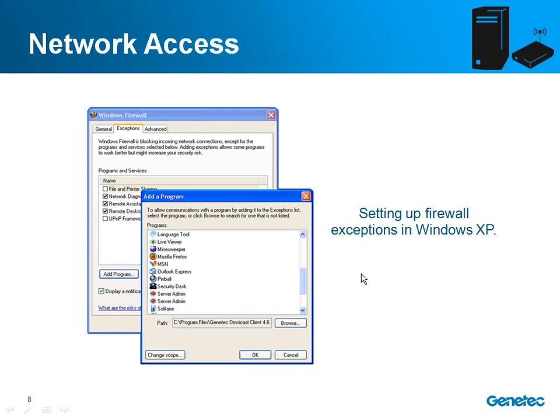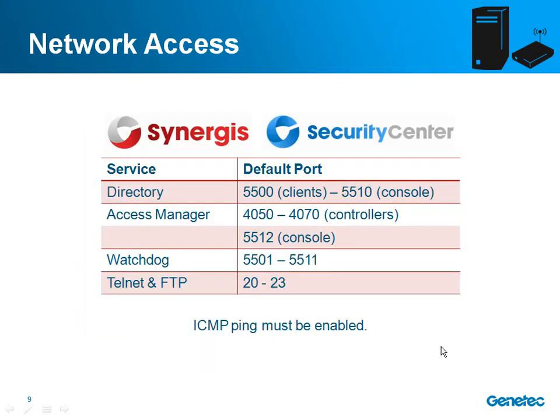Looking at our network access, we need to realize that leaving all the network ports open can expose the server to intrusion from external sources, so it's important to only leave open the ports that will be used by your applications. If you are complementing the network equipment firewall with the Windows firewall, make sure you exclude all the Genetec applications and processes. If we take a look at the next slide, we have a list of ports that need to be opened for the Synergis or Security Center applications to function properly. ICMP ping must also be enabled.